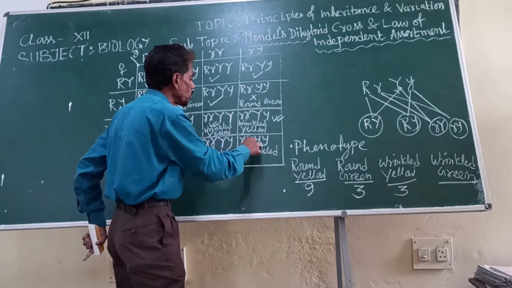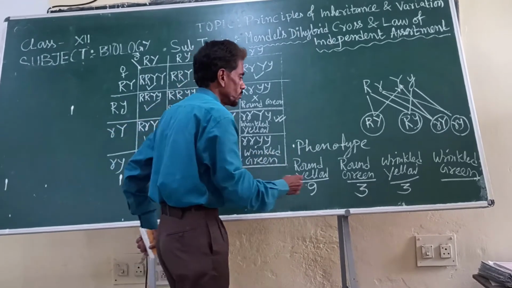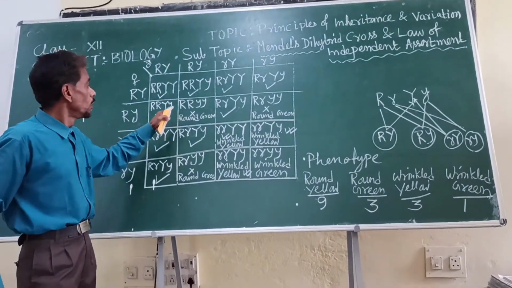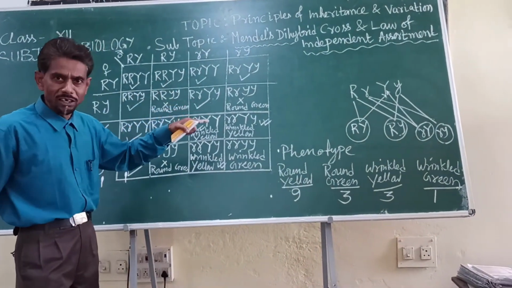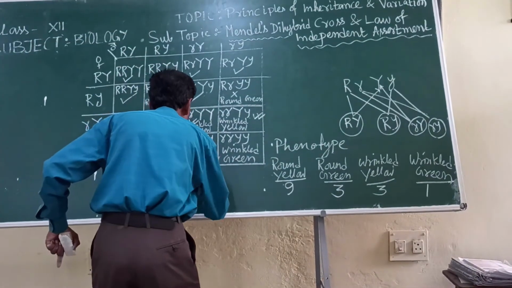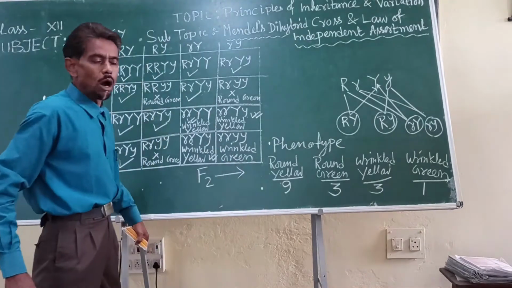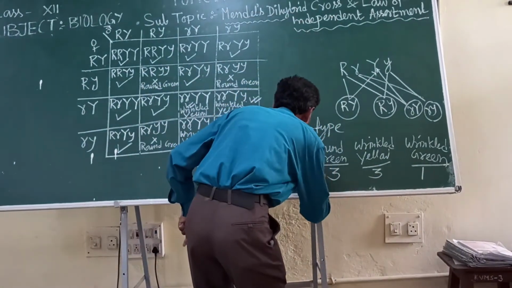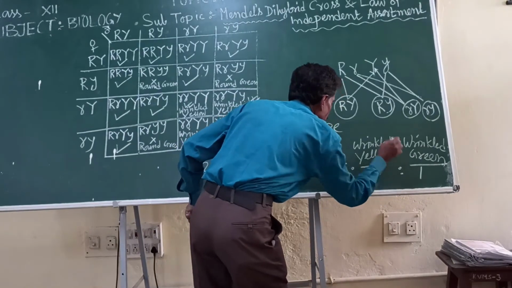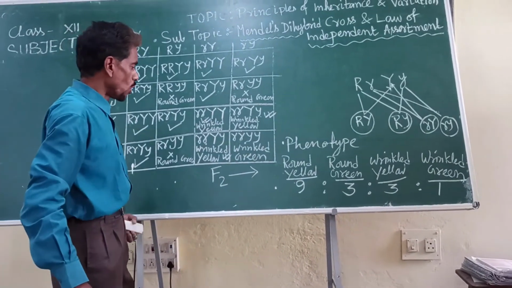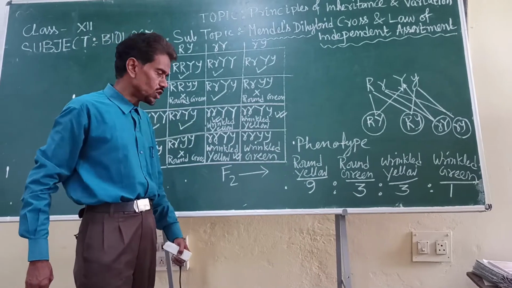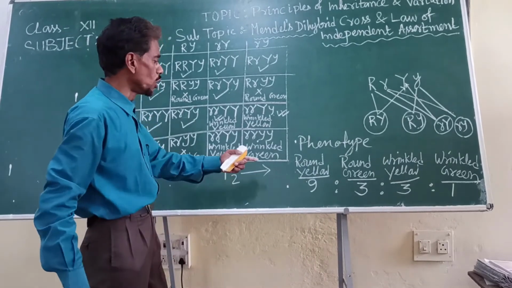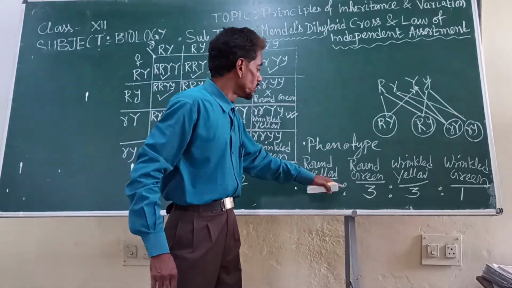Both are small y, so green. That is 1. So what is the phenotype we got out of the crossbreeding of F1 gametes in the F2 generation? So this is the F2 generation. We got, out of the total sampling, a ratio of 9:3:3:1 in the progeny of F2, where we have round and yellow seed, round and green seed, wrinkled and yellow seed, and wrinkled and green seed in a ratio of 9:3:3:1. This is the phenotypic ratio.